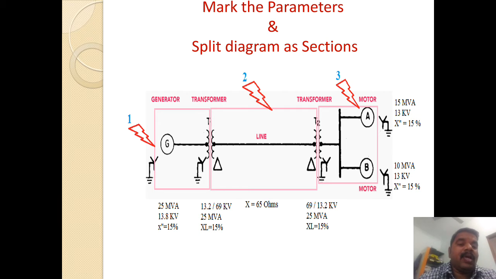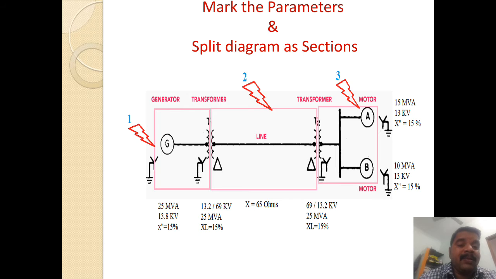While mentioning the transformer T2, write carefully. For the transformer T1 secondary, what is the value? 69 kilovolt. From the 69 kilovolt through the line, the transformer T2 primary will be reached. So for the primary, what value should we choose? The transformer secondary voltage is 69 kilovolt, so we choose the same or a nearby voltage for the transformer T2 primary: 69 kilovolt. The secondary value we choose as 13.2 kilovolt.